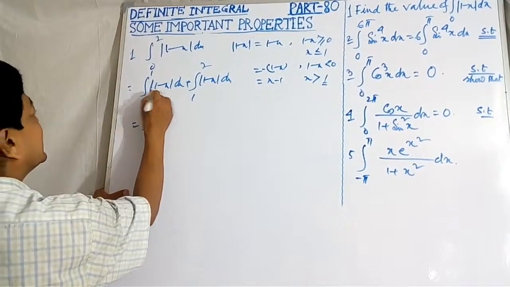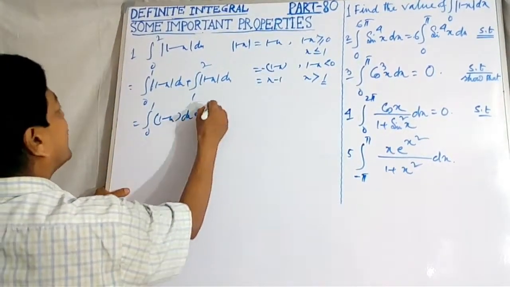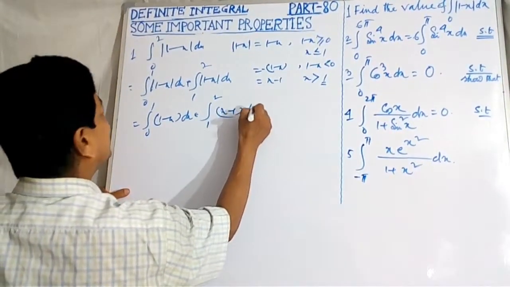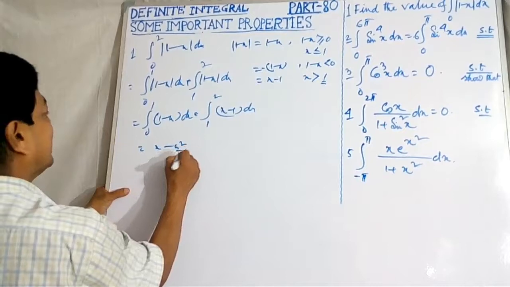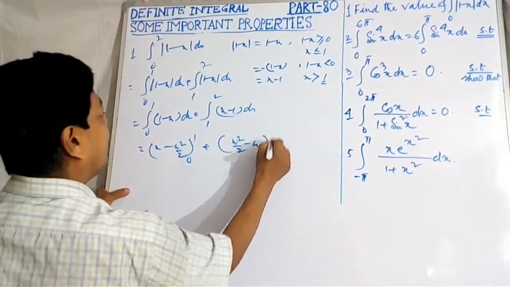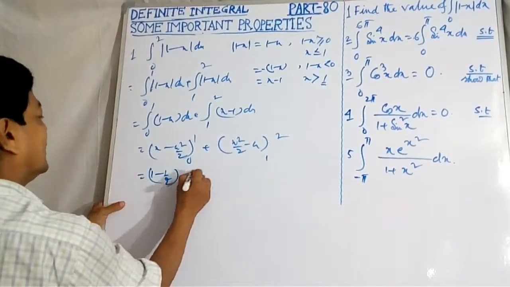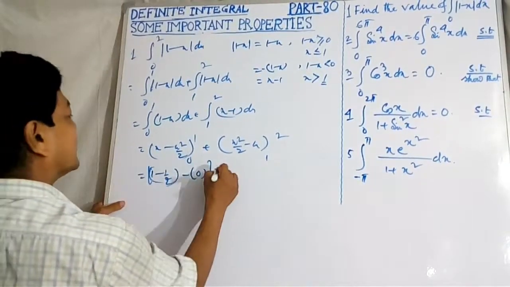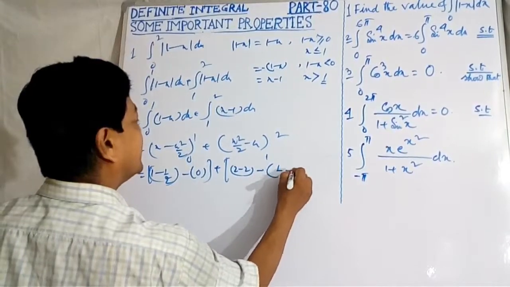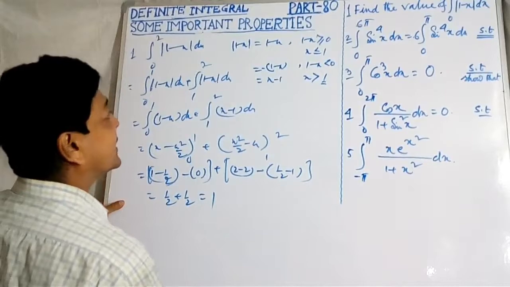So from 0 to 1, that is less than 1, we take 1 minus x dx, and from 1 to 2, that is greater than 1, it is x minus 1 dx. That is x minus x square by 2 from 0 to 1, plus x square by 2 minus x from 1 to 2. Substitute the value: 1 minus half minus 0, plus 2 minus 2 minus half minus 1, that is half plus half, which is 1, and hence 1.